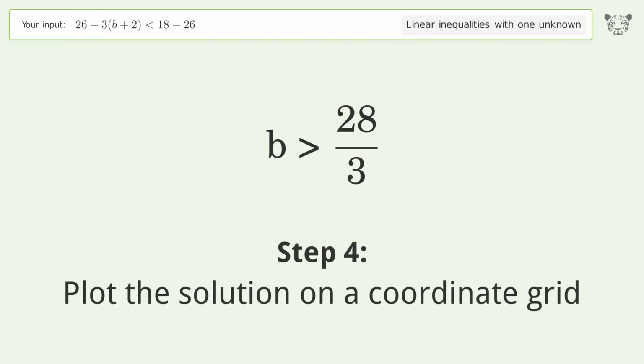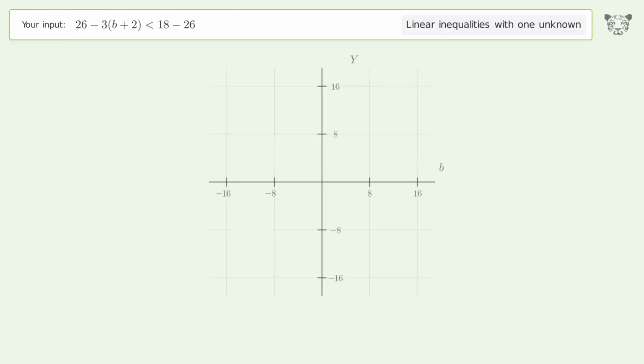Plot the solution on a coordinate grid. And so the final result is b greater than 28/3 greater than 91/3.